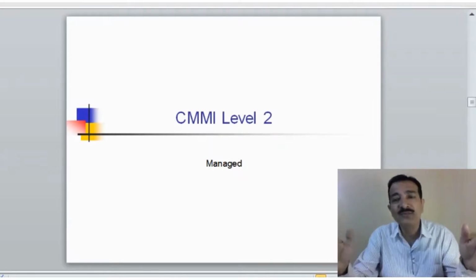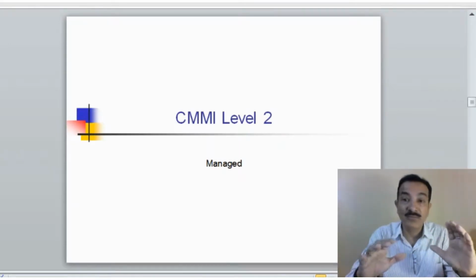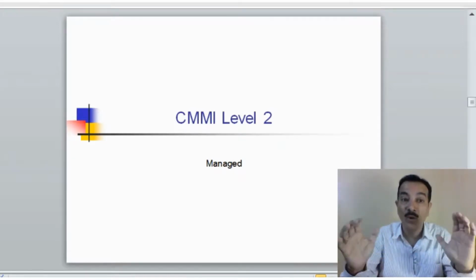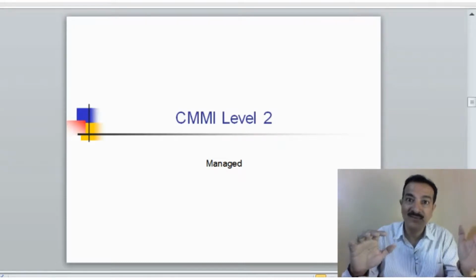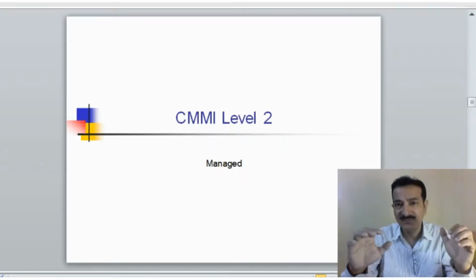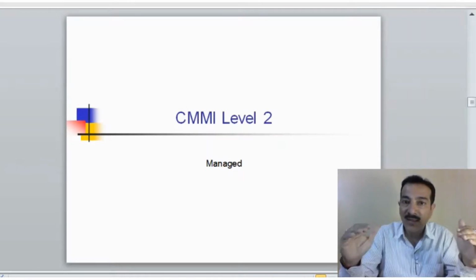Friends, in the last video you saw the CMMI maturity levels and the structure of the CMMI model, like the process areas, specific goals, generic goals, etc. You have also seen the different levels of CMMI. One is initial, the second is CMMI level 2, which is called managed. So today we are going to learn about CMMI level 2.